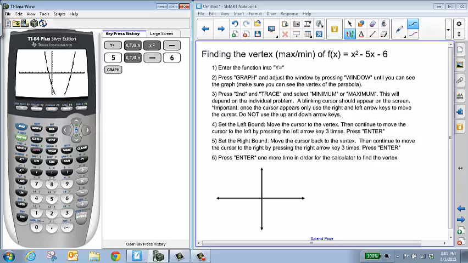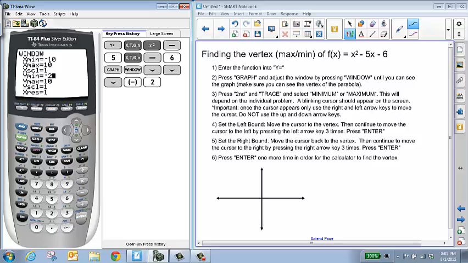So we're going to hit Window. We're going to move down to our y minimum, and let's type in -20. Now it's important that you actually use the negative button here and not subtraction. So -20, and then hit graph again. So now we can actually see where our vertex is located.